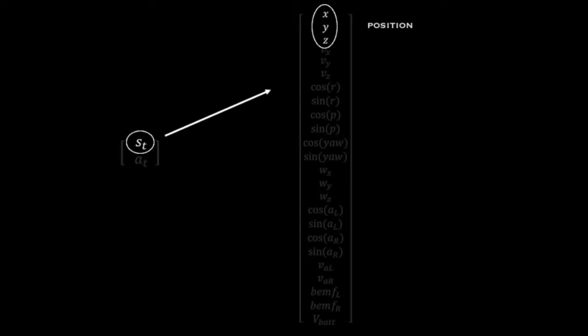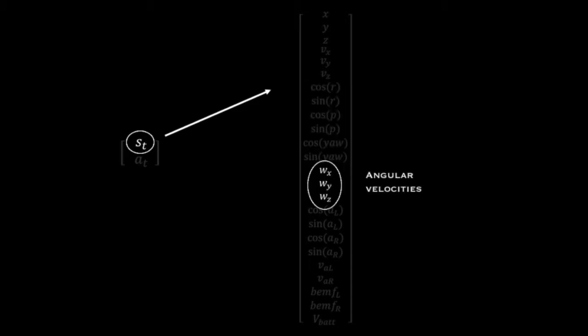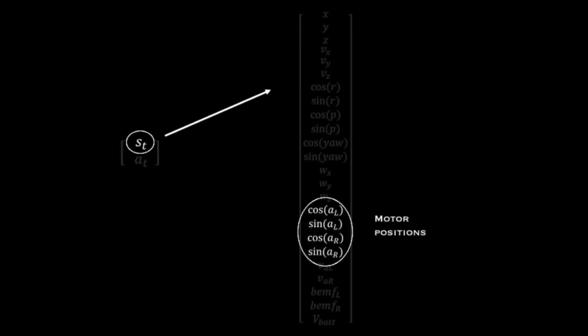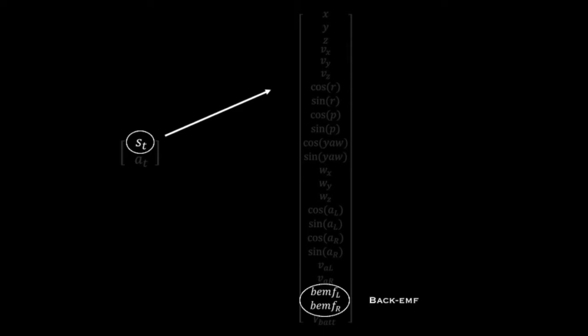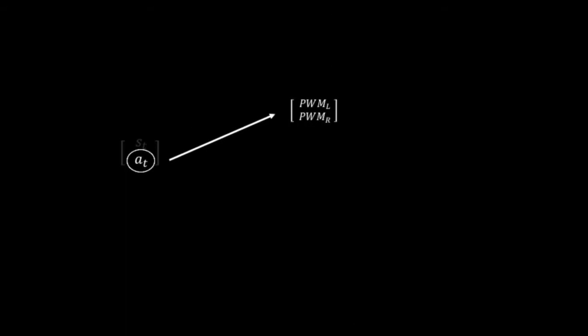It includes the center of mass position from the motion capture system, the center of mass pose from the motion capture system, the angular velocities from the gyroscope on board the IMU, the motor crank positions coming from the magnetic encoders on the motors, the back EMF from the motors, the battery voltage, and the derivatives of some of these values. Finally, our action is defined to be the direct PWM values for the motor.